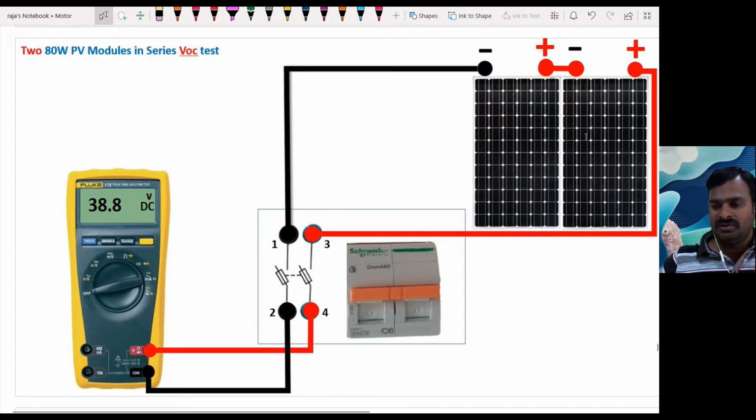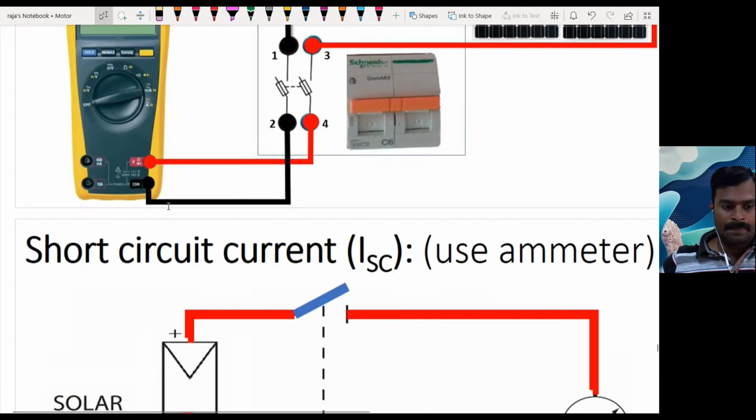So the summation of these two panel open circuit voltages is shown here. Approximately 19 volt is the panel output open circuit voltage. So it is getting added up and you get 38.8 volt.